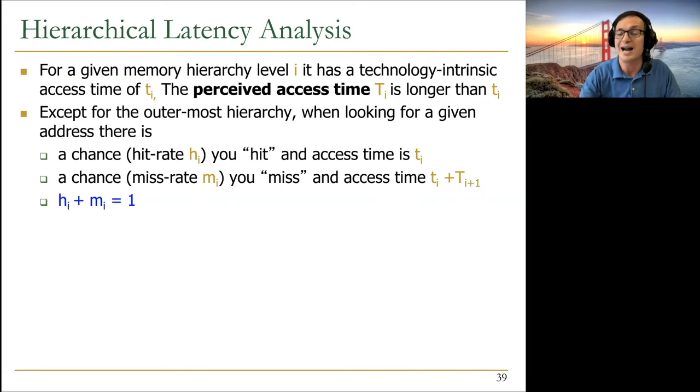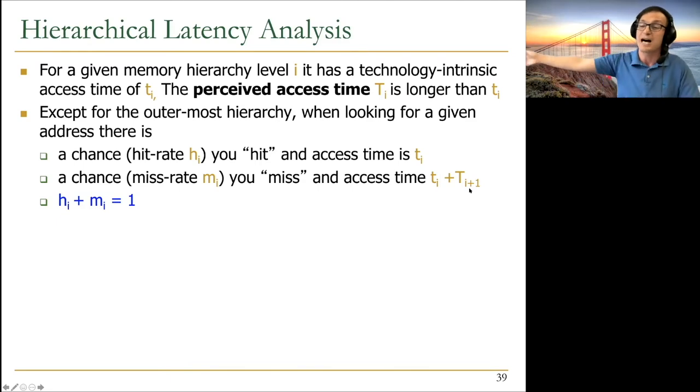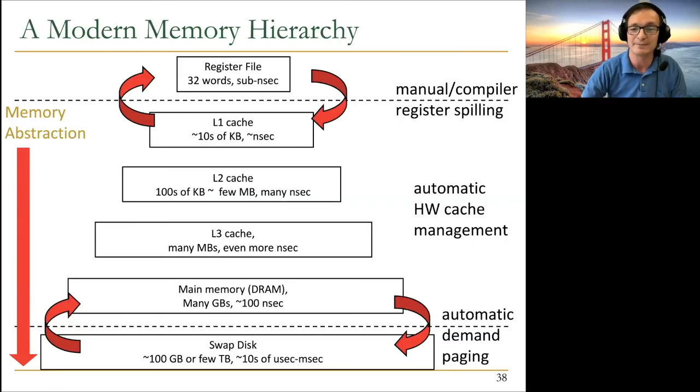So you can do a hierarchical latency analysis with this equation. If you hit, you get the t_i latency. If you miss, you get small t_i plus large T_(i+1) latency, which is the access latency of the outer structures. So if I go back over here, if I hit in the L1 cache, I have a small t_i latency, nanoseconds.